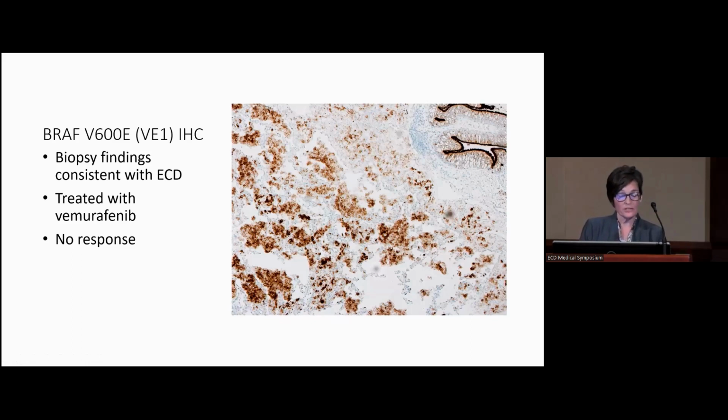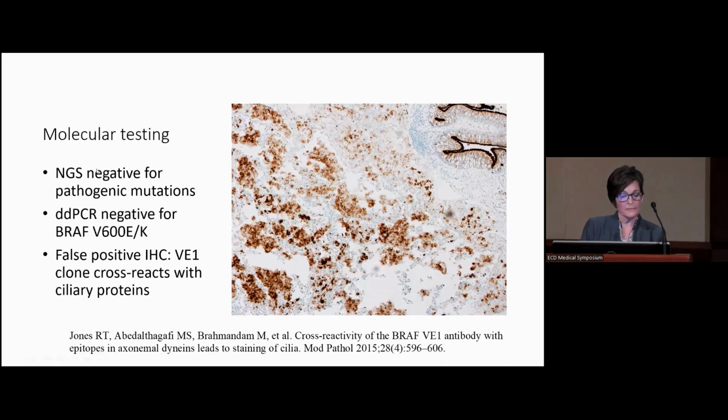So after about a year, he had a rebiopsy of the lung, and it showed similar findings with a similar staining pattern for the VE1 IHC. And so additional studies were investigated. Molecular studies were done, which had not been done initially. NGS was completely negative for any pathogenic mutations, suggesting that this was not ECD at all. Digital droplet PCR was negative for BRAF mutations, V600E and K, in case you thought the NGS maybe didn't pick it up. It was proven to not have the BRAF mutation by both methods.